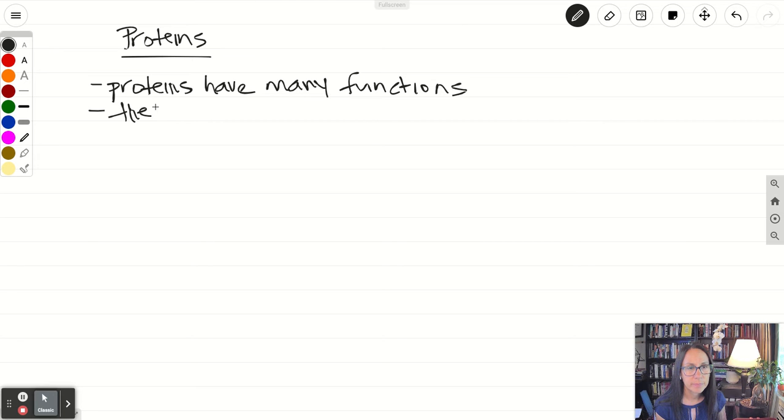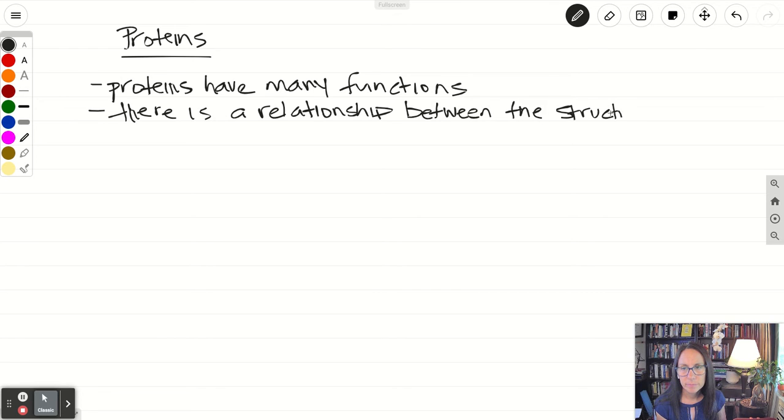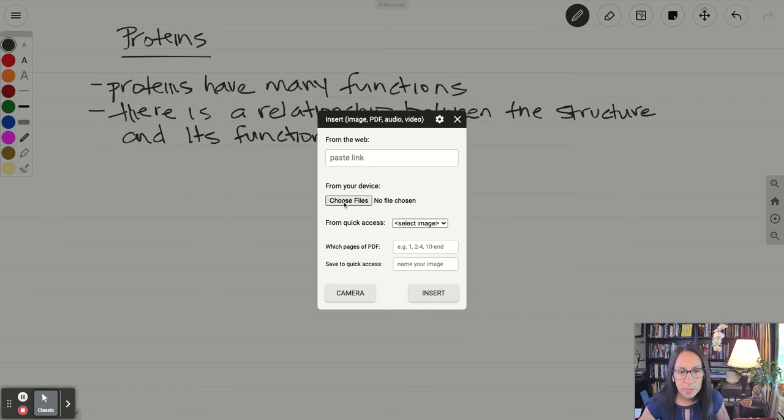There is a relationship between the structure of the protein and its function. Okay, and so depending on what that particular protein does, determines what it's going to look like. Okay, so to drive home this point, I'd like to show you a picture.